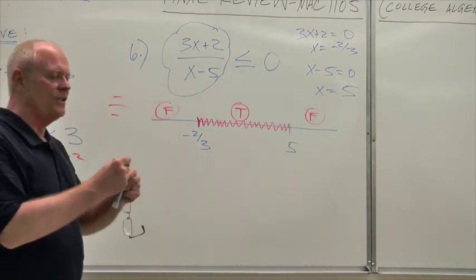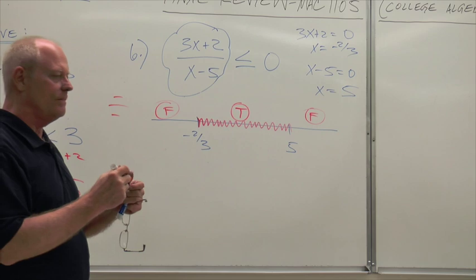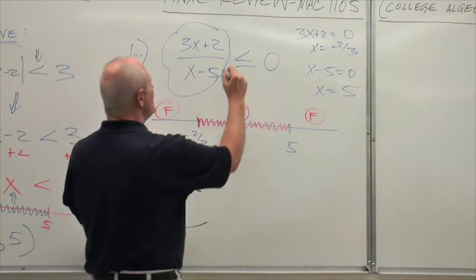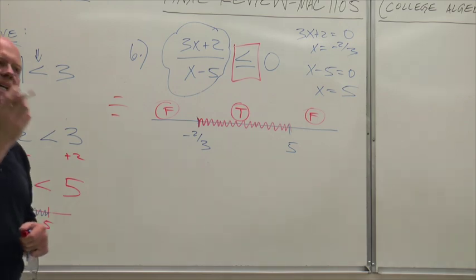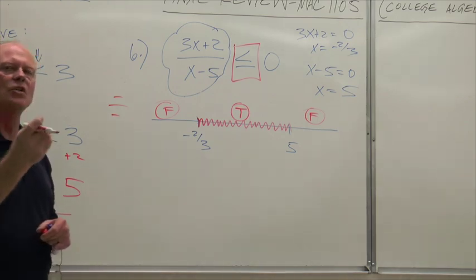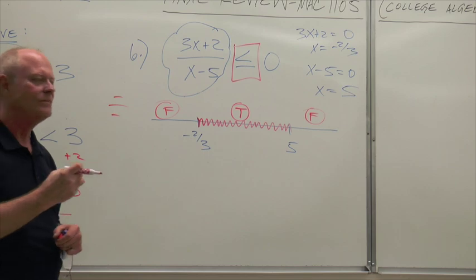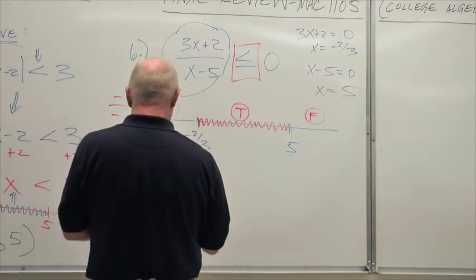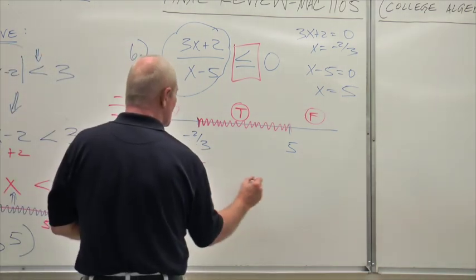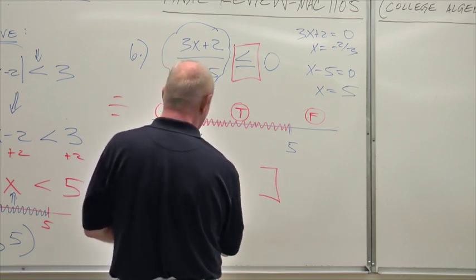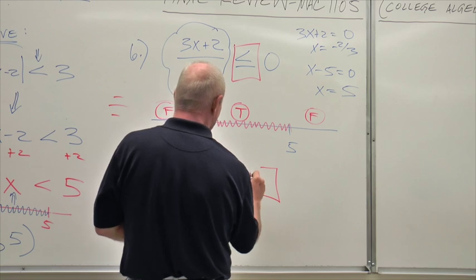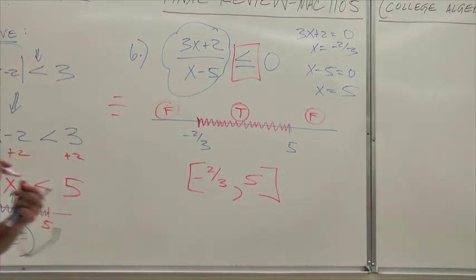Once again, we're going to use interval notation, right? So look at the sign we started with. It was a less than or equal to sign. So what does the equal part say to do? Include the critical value, right? So what are we going to write here? Square brackets? Yes? Right? Does that look good?